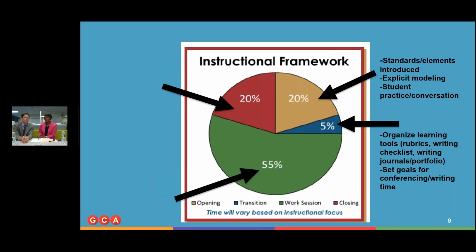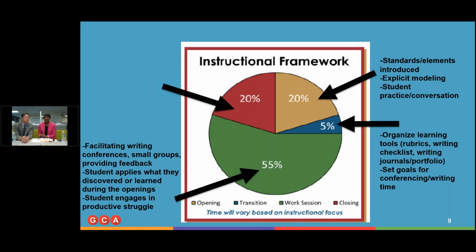And of course, writing journals and portfolios, which connect writing for students, right? Having some system in place, somewhere where students can collect their writing, is so critical when it comes to establishing a culture of writing in a classroom. You might even be setting up some conference goals and expectations in that transition time. After all that's been done, you're definitely ready for a very student-led, intentional work session.